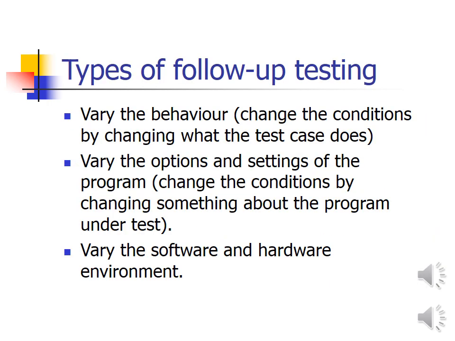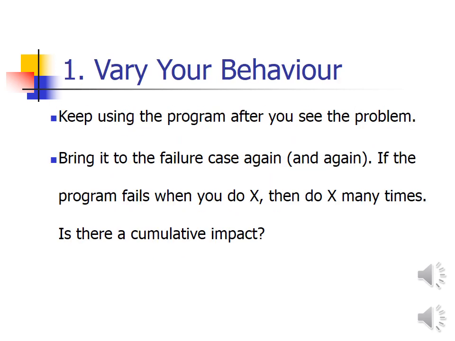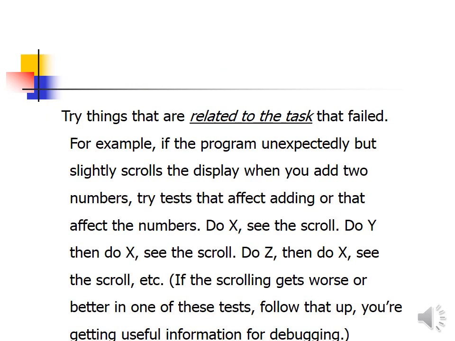Types of follow-up testing: vary the behavior, vary the options and settings of the program, and vary the software and hardware environment. First, vary your behavior. Keep using the program after you see the problem. Bring it to the failure again, and if the program fails on X, then do X many times. This shows the cumulative impact related to the task.